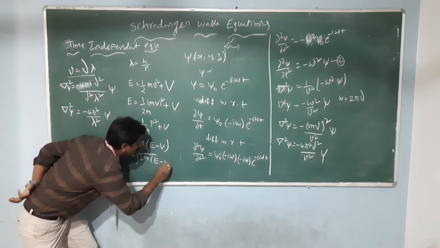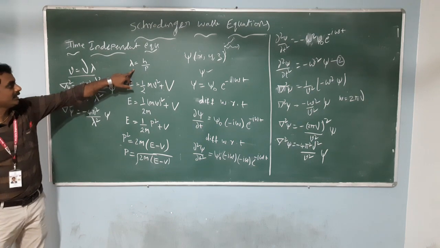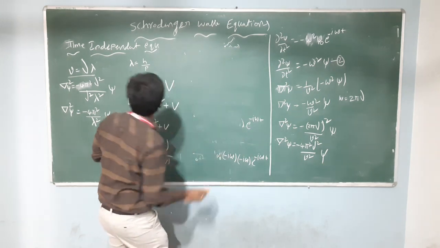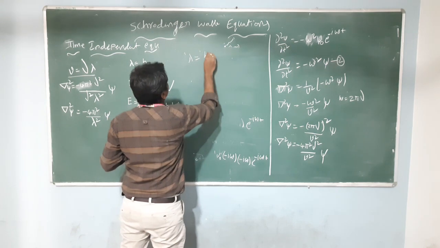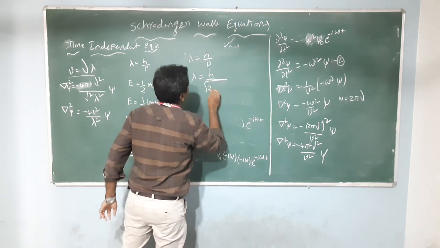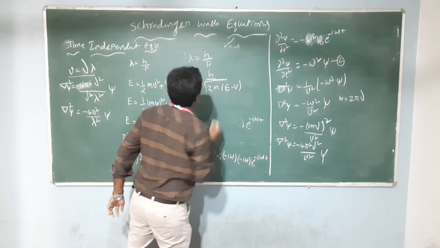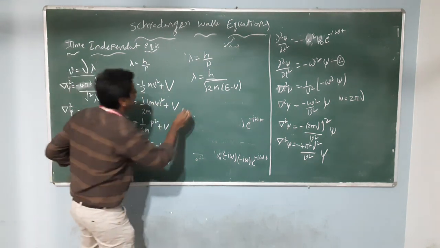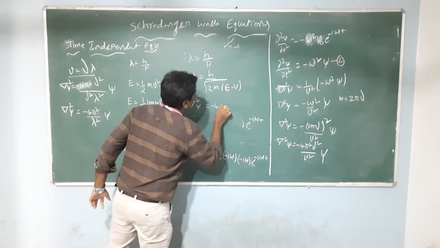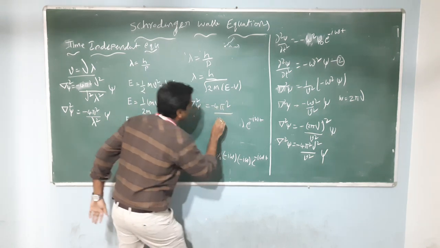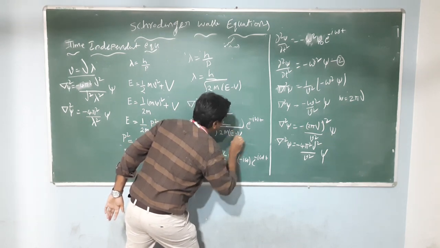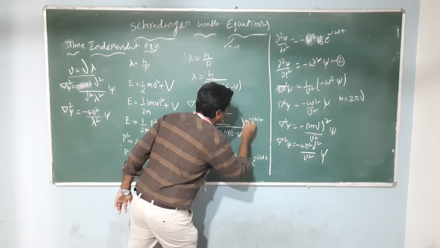From this we can calculate the lambda value. Lambda is equal to h by p, and we know the p value, so lambda is equal to h by under root of 2m into E minus V. Now substitute the lambda value in this equation, so del square psi is equal to minus 4 pi square by lambda square, that is, h by under root of 2m into E minus V, whole square.